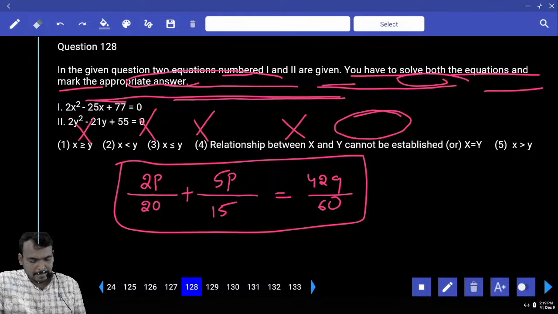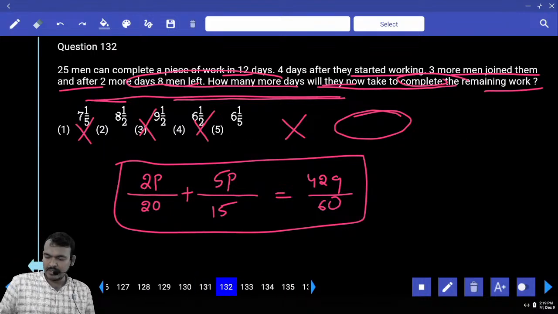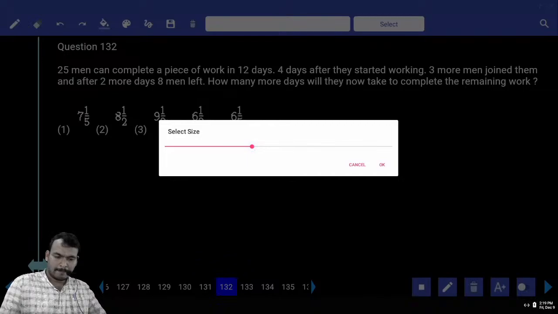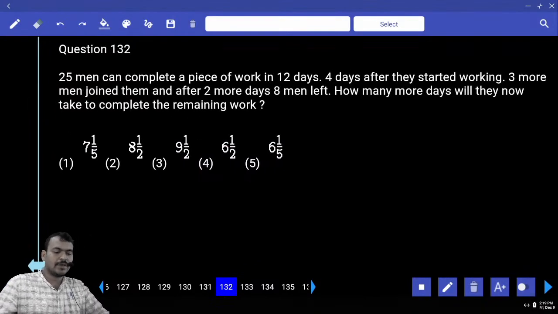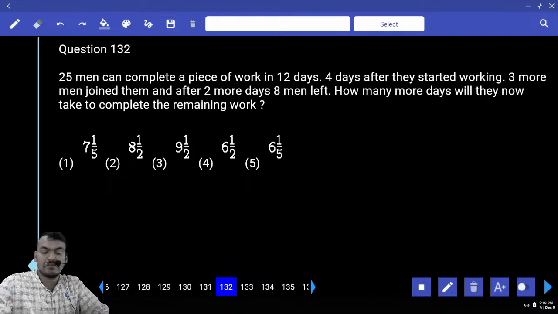Next. Question number 132. 25 men can complete a piece of work in 12 days. 4 days after they started the work, 3 more men joined them. After 2 more days, 8 men will be left. How many more days will they now take to complete the remaining work or total work?